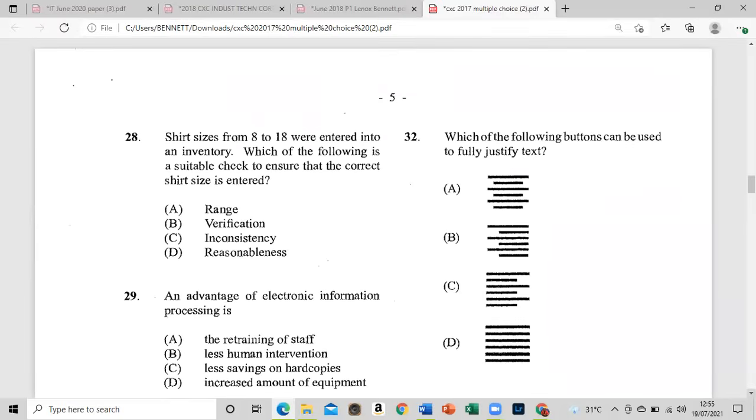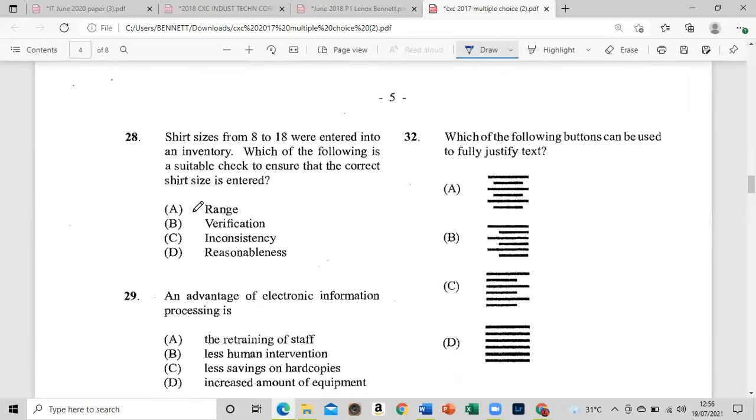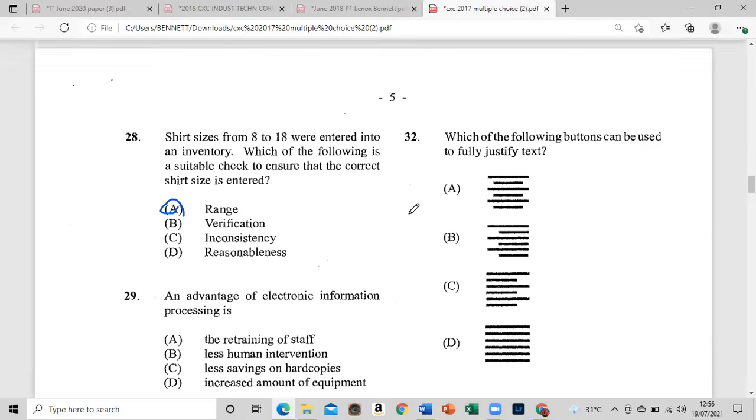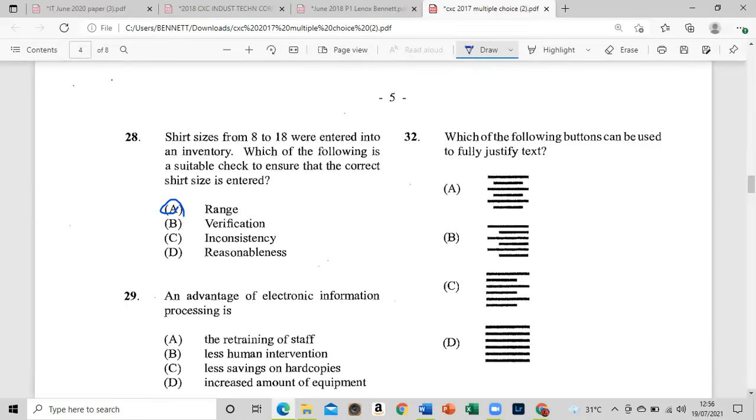28. Shirt sizes from 8 to 18 were entered in an inventory. Which of the following is a suitable check to ensure that the correct shirt size is entered? Is it A, range? Is it B, verification? Is it C, inconsistency? Or is it D, reasonableness? And that would be range: the difference between the smallest and the largest.